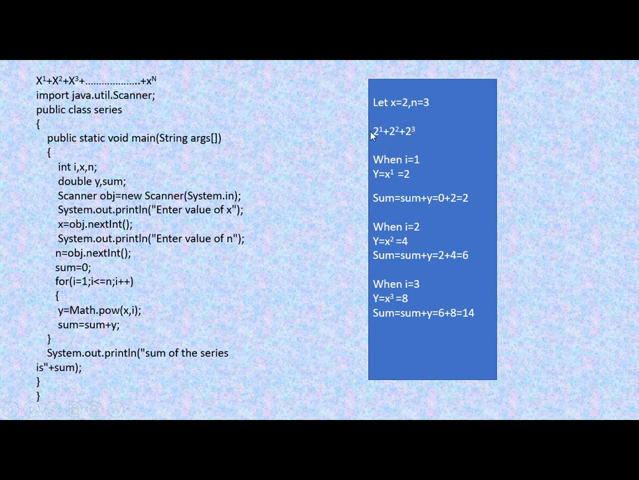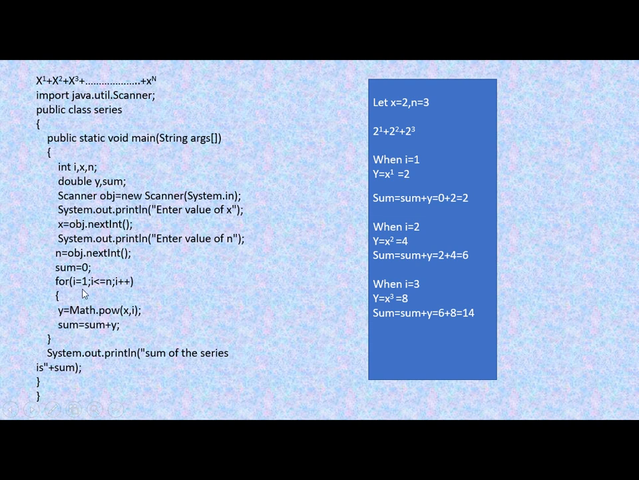So now see here, from the question you can see our series becomes 2 to the power 1 plus 2 to the power 2 plus 2 to the power of 3, because I have taken the value of n as 3 and the value of x as 2. So this is our series. Now how will this program get executed?